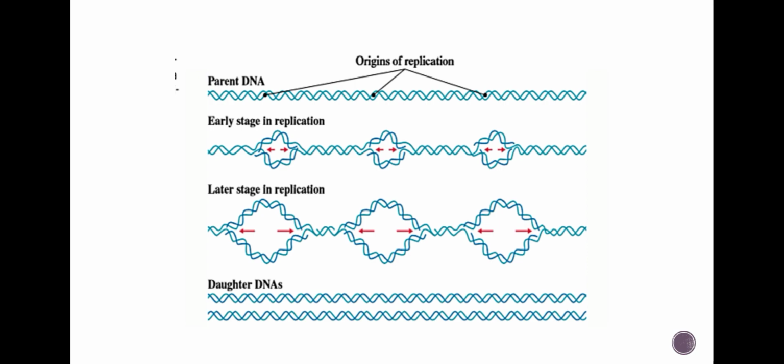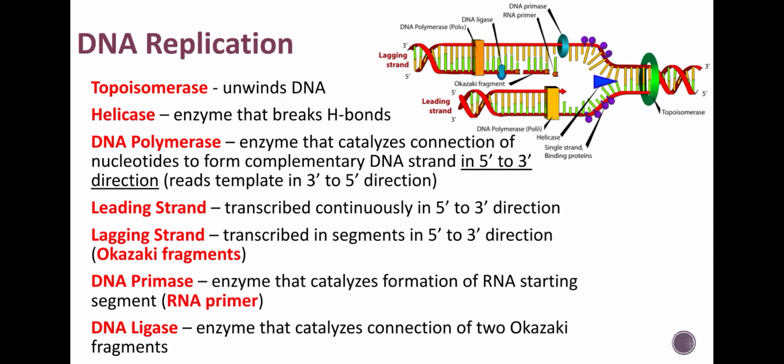The enzyme topoisomerase unwinds the DNA, and the enzyme helicase is the enzyme that breaks the hydrogen bonds. The enzyme DNA polymerase is the enzyme that catalyzes connection of nucleotides to form a complementary DNA strand in the 5' to 3' direction. The DNA daughter strand in the 5' to 3' direction is called the leading strand.